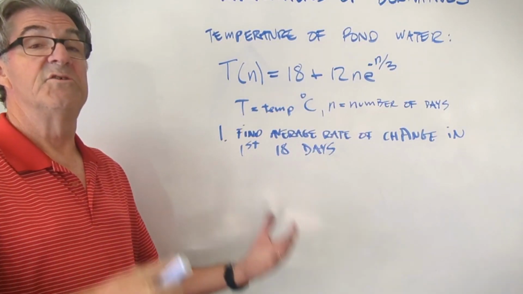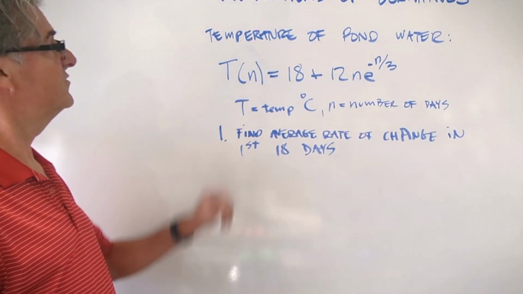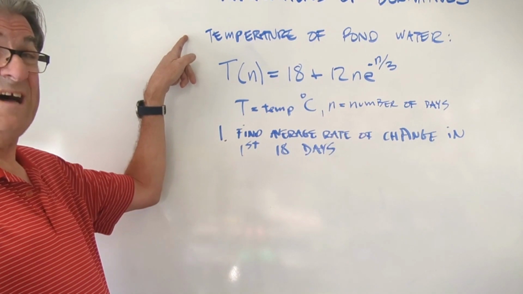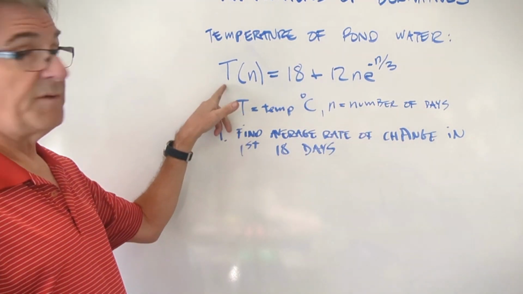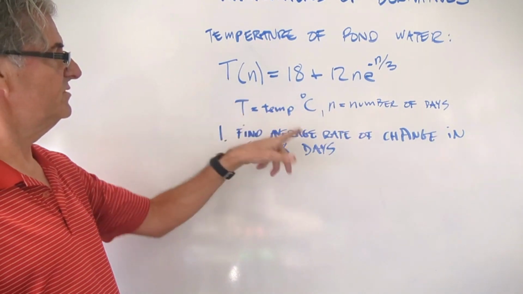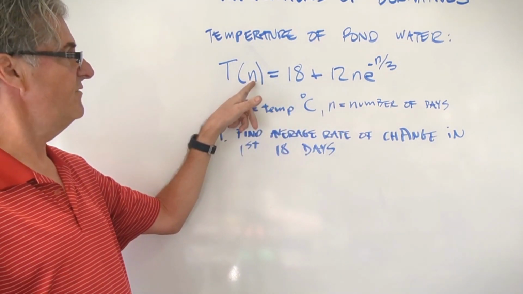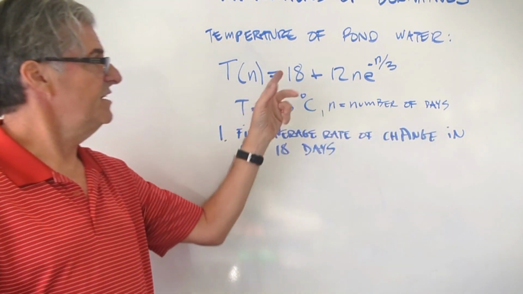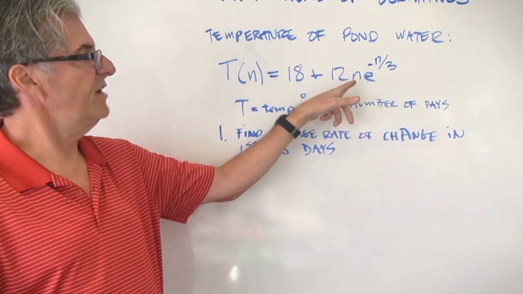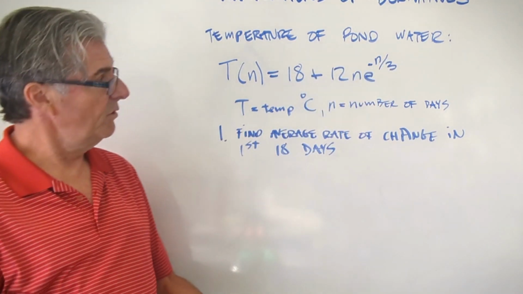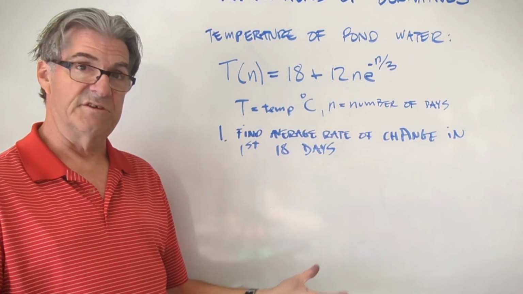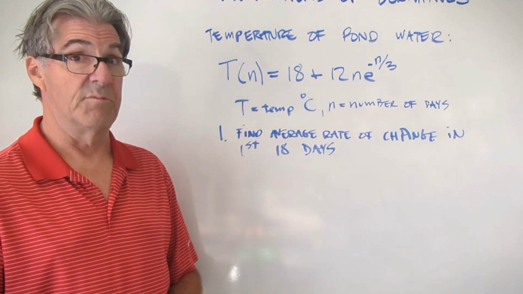Okay, let's move on to a science example. So check this one out. The temperature of pond water, there's water in some pond somewhere, is given by this function. Capital T, which is temperature in degrees Celsius, of n, which is our number of days, is 18 plus 12 times n times e to the minus n over 3. So somewhat of a complicated function. We're going to be able to take the derivative of that, no problem.